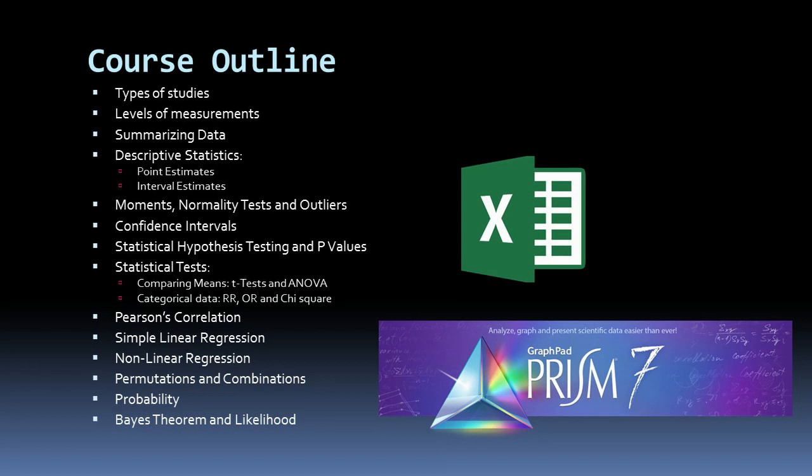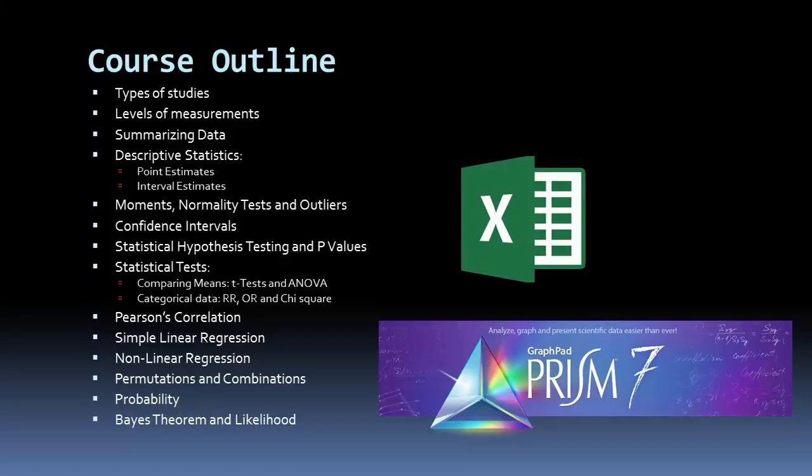Then I will tell you about different statistical tests, including the t-test, ANOVA, then RR, that is relative ratio, or odds ratio, or relative risk, or chi-square tests. All these things we will be showing. This is another important highlight of my program. We'll be covering lots of categorical data, because in biology we use a lot of categorical data, so we'll be emphasizing categorical data as well. Then Pearson's correlation and simple linear regression.